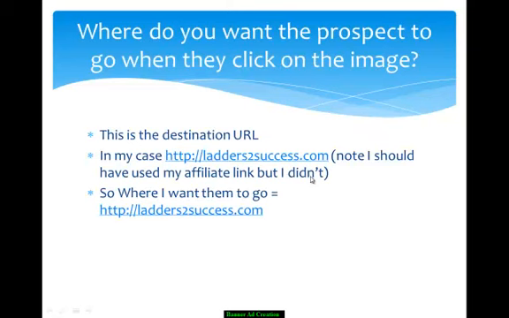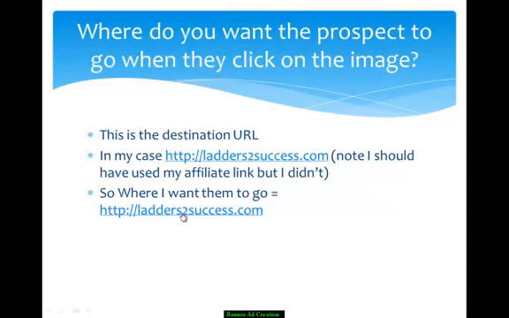Now the next thing I need is when somebody clicks on that image, where do I want them to go? That's the destination URL. In my case, I want them to go to http://ladderstosuccess.com. Now note, I probably screwed up here. I'll admit to it. I probably should use my affiliate link here, but I didn't. I just put in this link. I'm just showing you what I did. If you're doing this and following this video, you probably want to use your affiliate link so that you get credit if somebody clicks over.